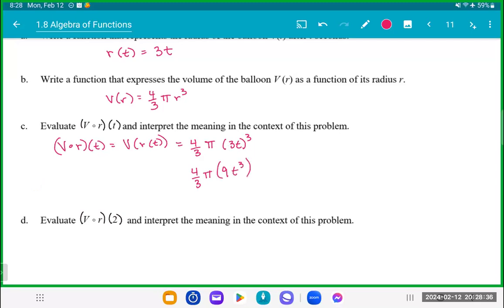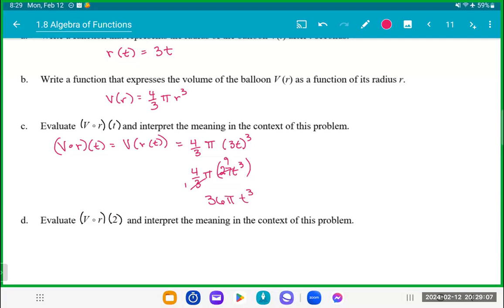Actually, I did this squared. So it's 3 times 3 is 9 times 3 is 27. And then I can simplify. 3 cancels one time, 3 goes into 27 nine times. 4 times 9 is 36. And we have 36 pi t cubed.